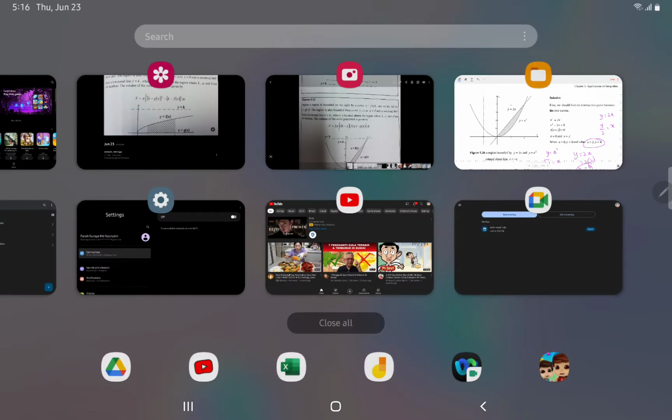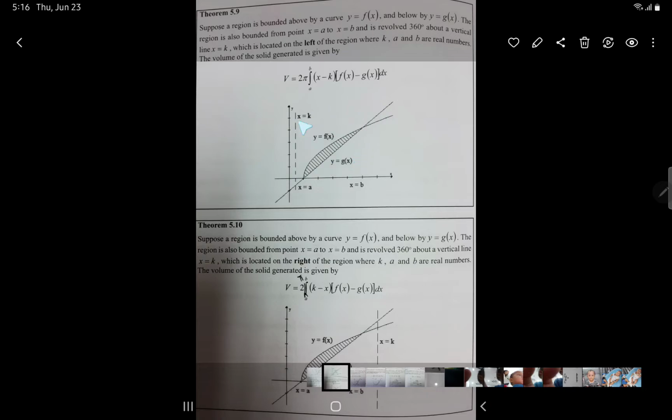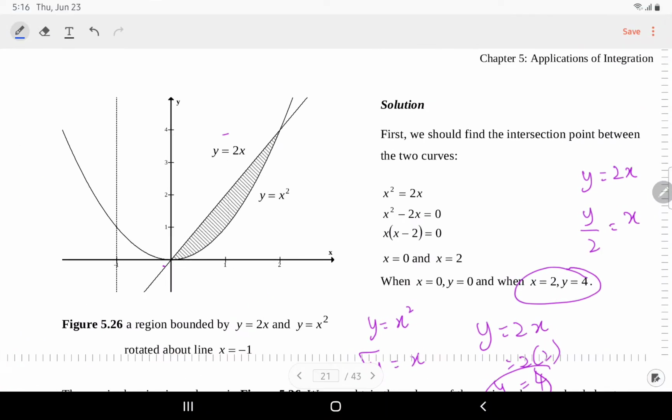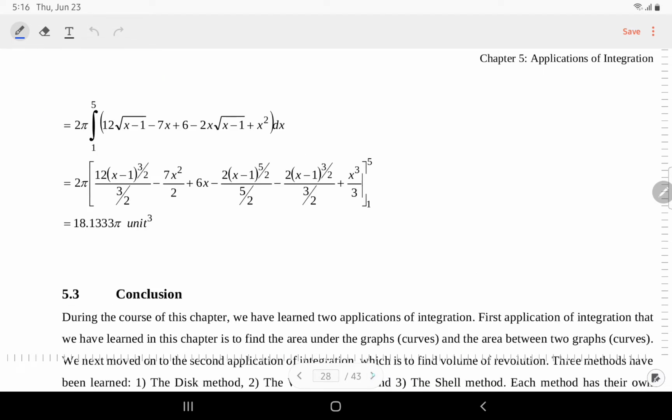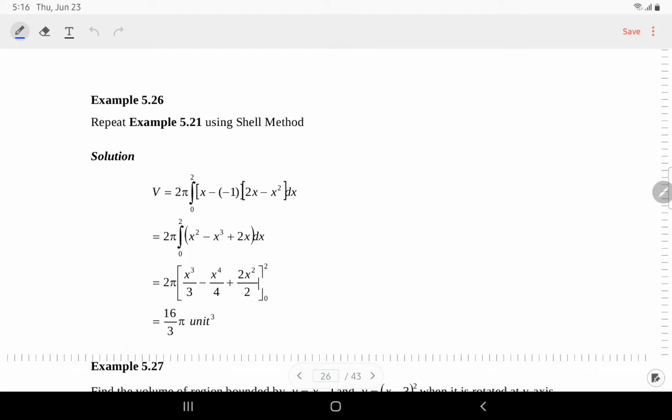So we refer to the notes. This time we are going to use theorem 5.9, because the axis of revolution is vertical and it is on the left of the shaded region. So we use this formula. Let's look back at the page. The formula is V equals 2 pi integral from a to b of (x minus k), times f(x) minus g(x) dx, from theorem 5.9.